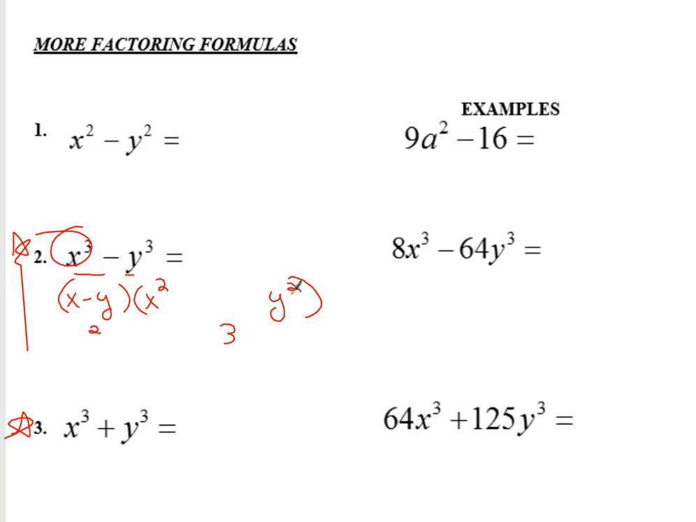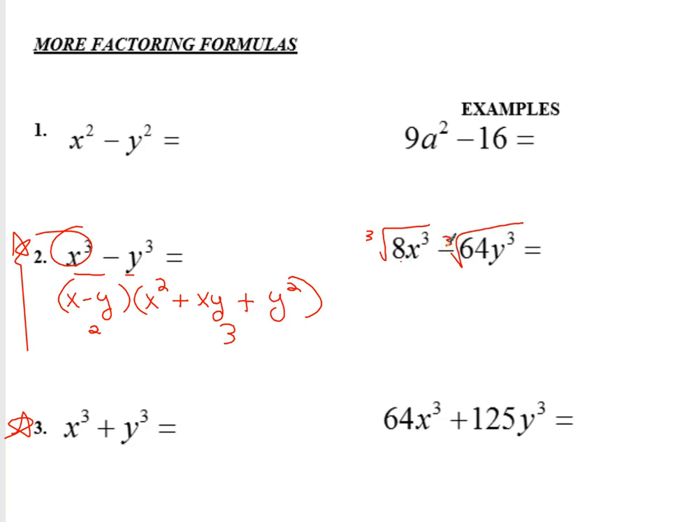Now, the middle term is going to be a little different or tricky. It is always going to be the opposite sign of what we started with. So if we started with a negative, it's always going to be a positive. And then it is just simply going to be xy. And our last sign is always going to be positive. Right? So when we do this, we are going to take the cube root of each one of these, and that's what's going to fill into our parentheses.